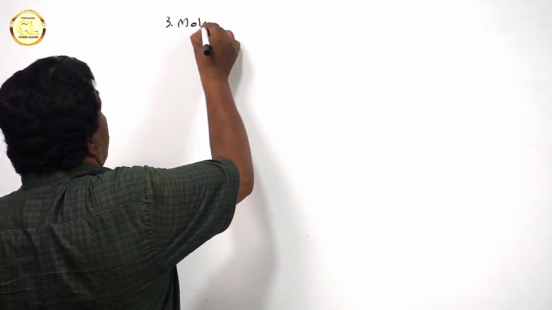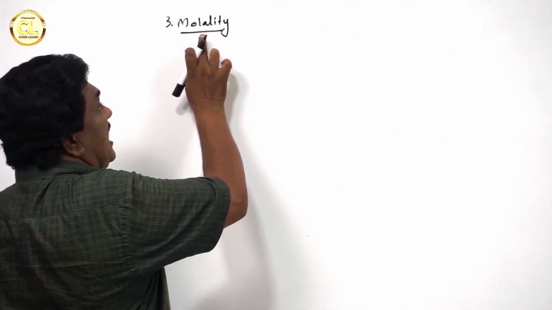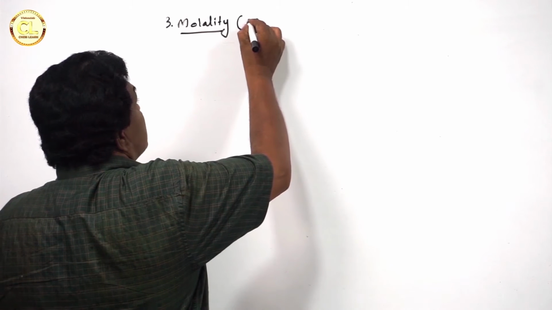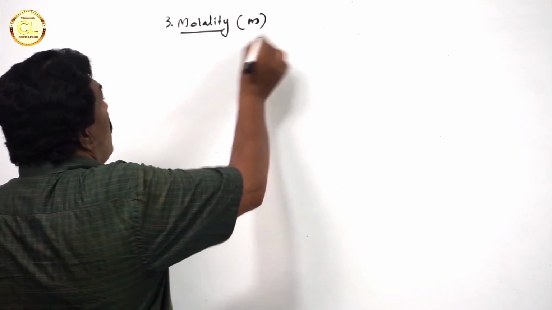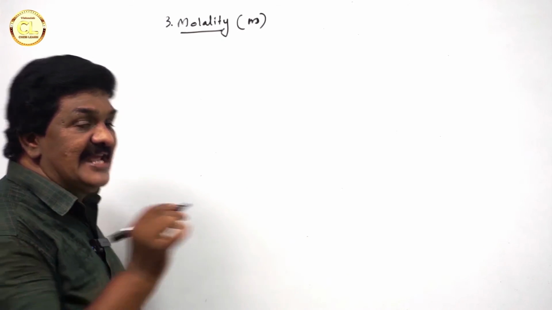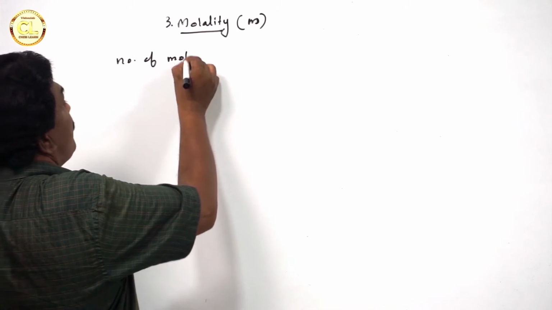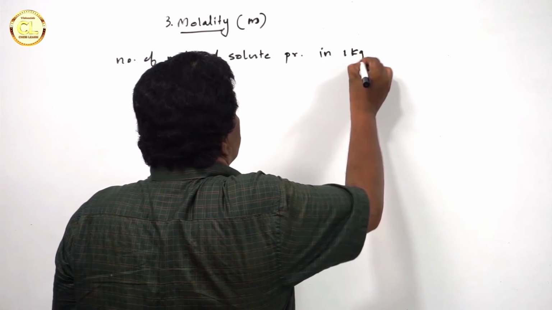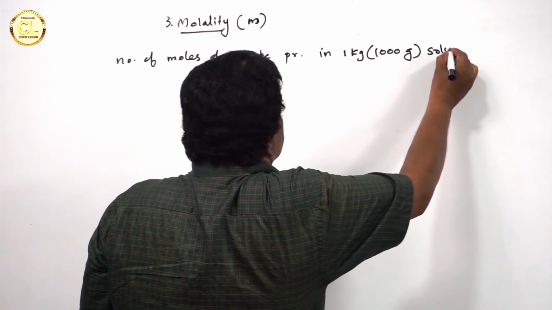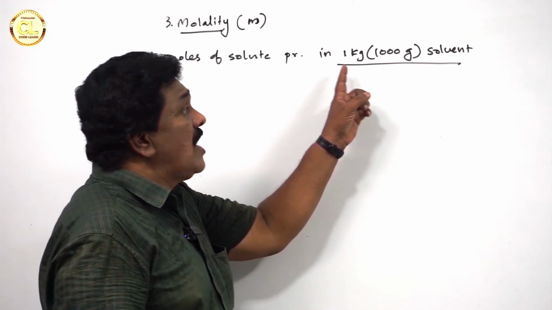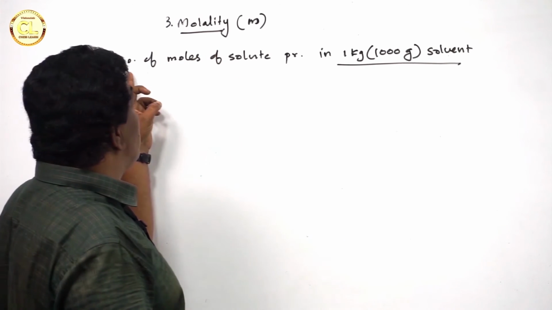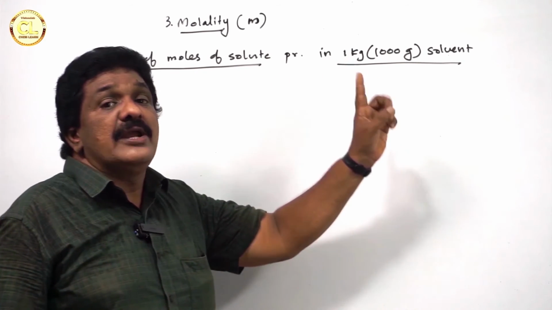Now, molality of a solution. Molality, spelling M-O-L-A-L-I-T-Y. Previously it was molarity, R-I-T-Y. This is L-I-T-Y, molality. It's denoted by small m. Previously it was capital M. What is molality? Molality of a solution is defined as the number of moles of solute present in 1 kilogram or 1000 gram solvent. Previously it was in 1 liter solution, but here it is 1 kilogram solvent.